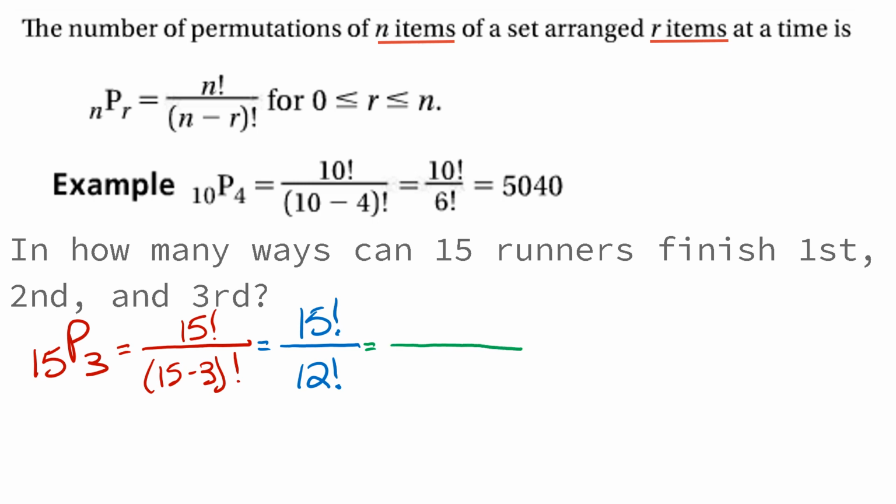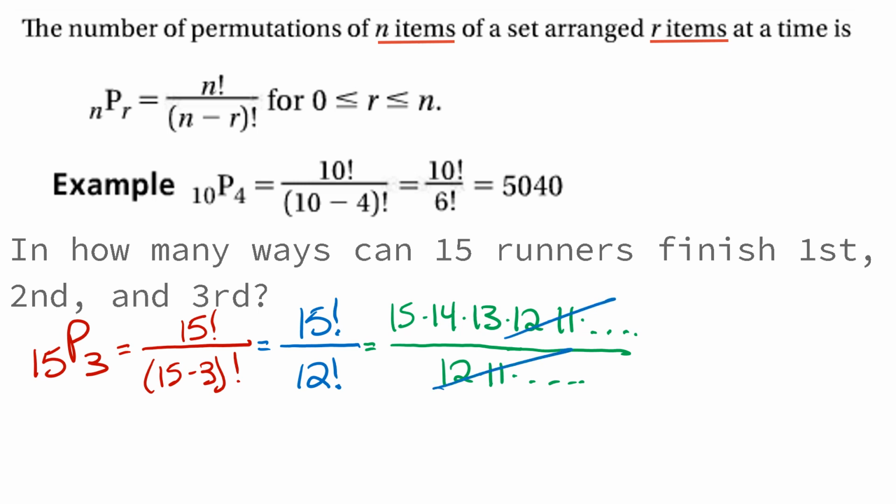For this one, all the numbers 12 and below will cancel. In the top we have 15 times 14 times 13 times 12 times 11 times, and it keeps going. In the bottom we have 12 times 11 times, and that keeps going. So all those numbers, 12 and 11 and below, will cancel, and all we have to multiply is 15 times 14 times 13, which is 2,730.